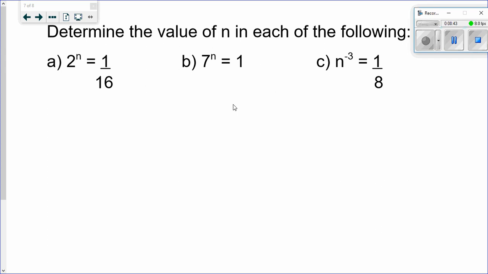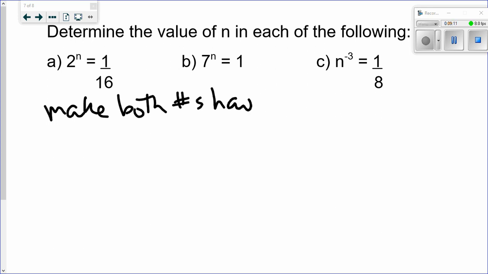It's going to become a big thing later on. This is just kind of introductory. When we're given a value and we're trying to figure out how to solve for the exponent, the goal is we got to try and make both numbers have the same base, most of the time anyways.